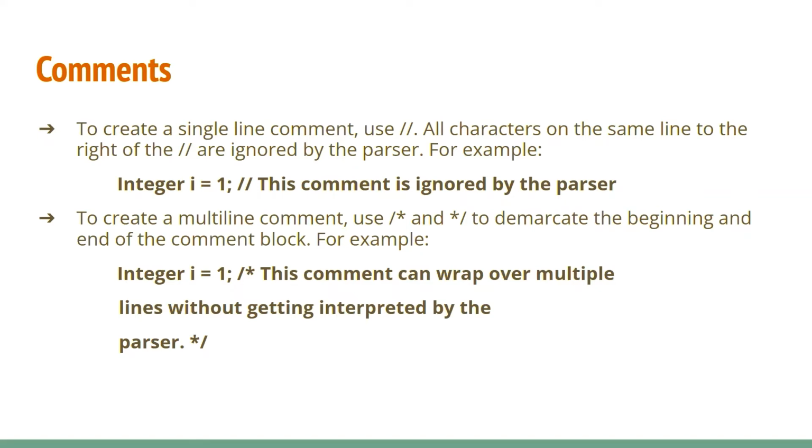Then to create a multiple comment or multi-line comment, use a forward slash and then an asterisk or star, you can say, and then star. For closing that also we have to use the same. Then integer I, this is a comment, can wrap over multiple lines without getting interrupted by the parser. So this is that thing.